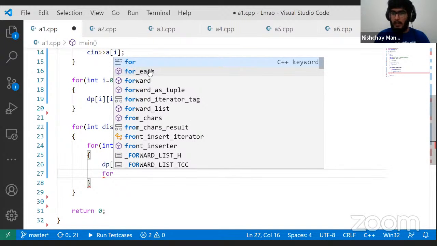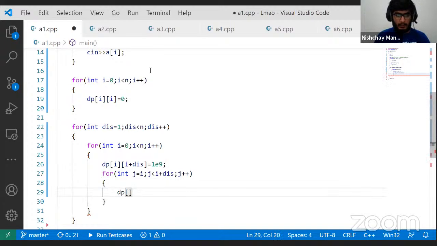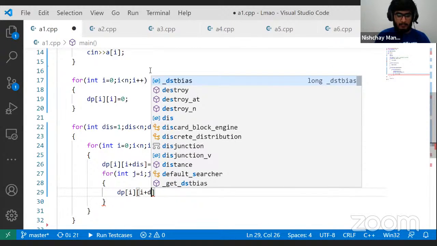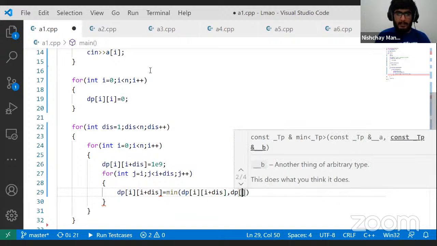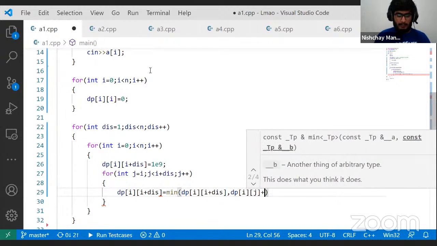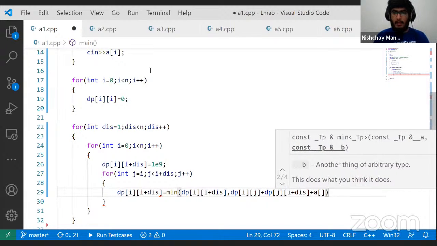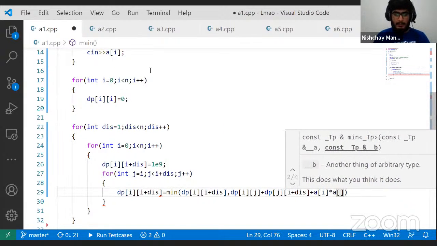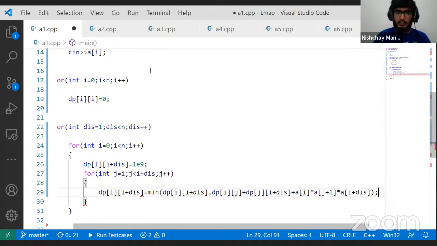And then I'm going to call the recursion formula here as well: for int j equal to i, j less than i plus distance, j plus plus, dp[i][i + distance] is equal to the minimum of dp[i][i + distance], comma, dp[i][j] plus dp[j][i + distance] plus a[i] star a[j plus 1] star a[i + distance], right? So this is the recursion formula.